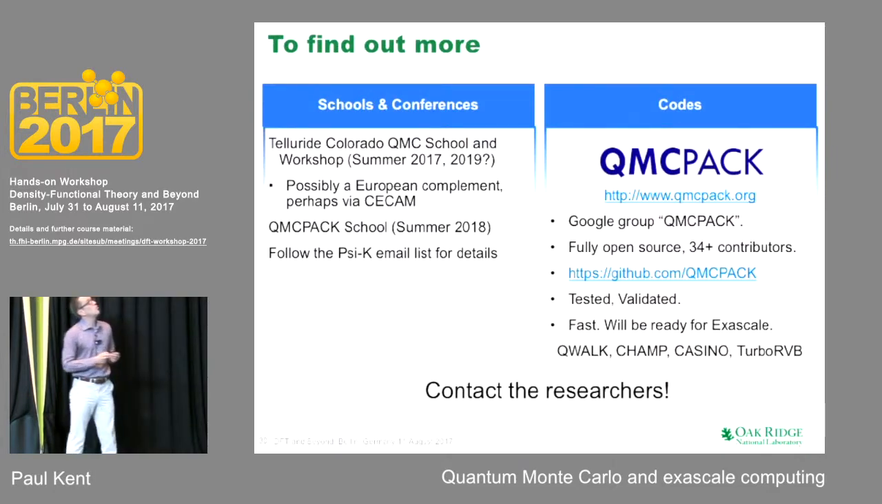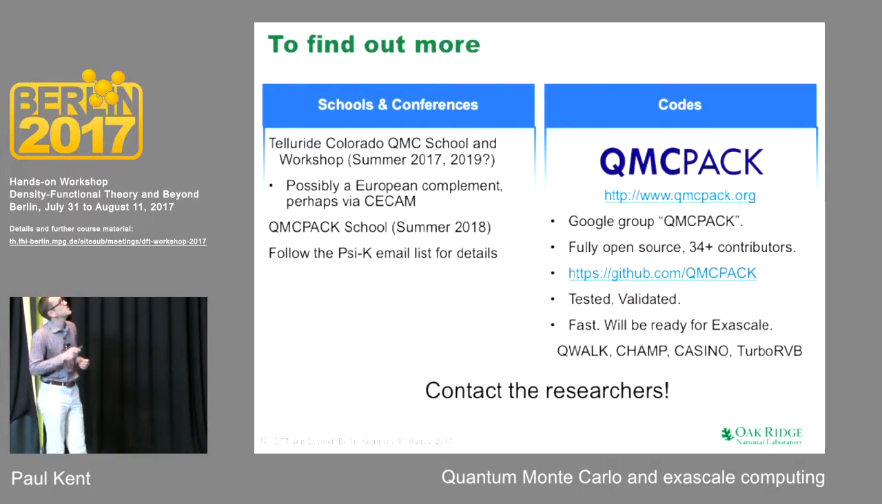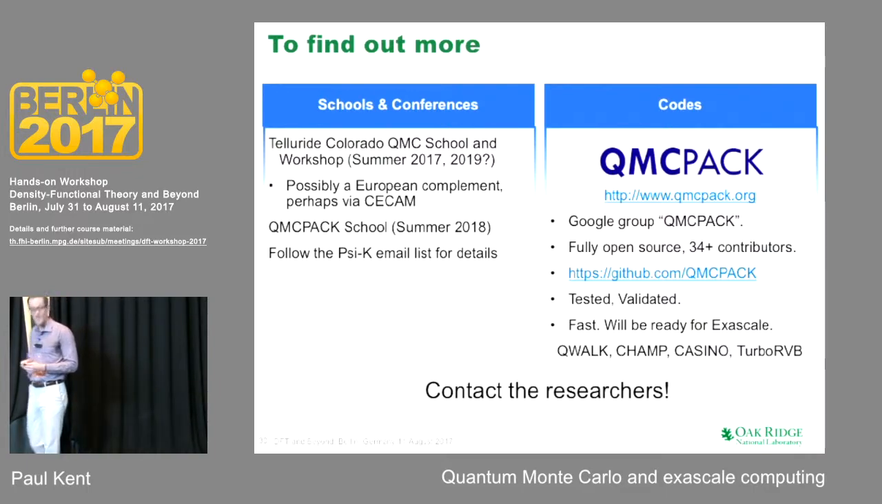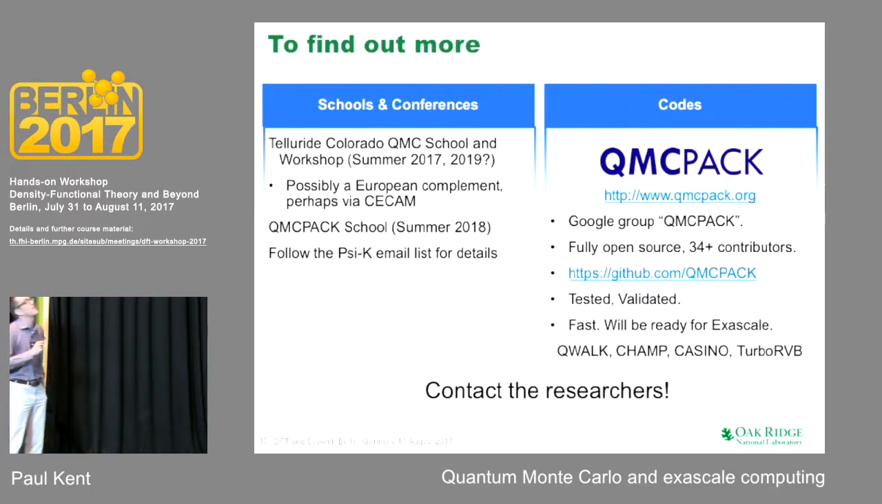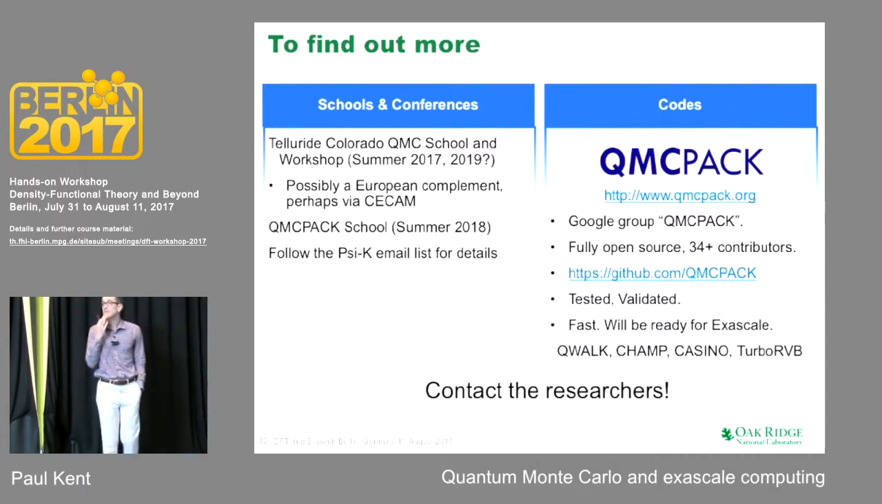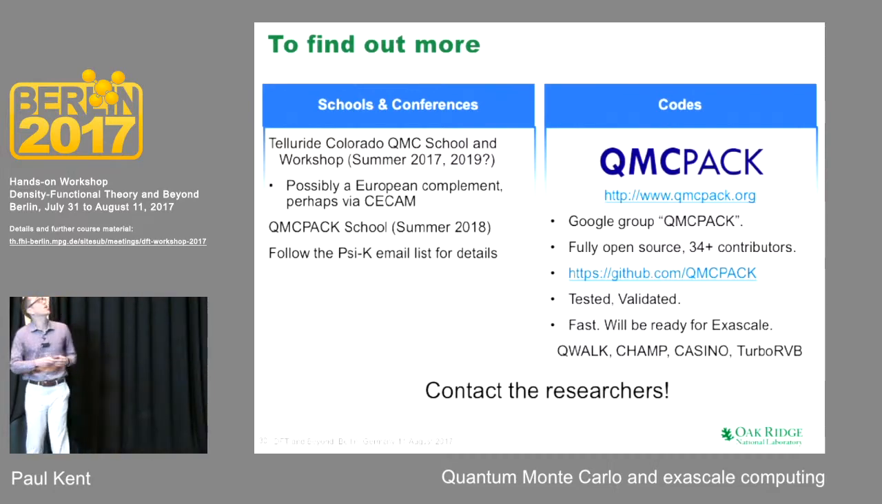How to find out more? There's some notes here about some of the schools and conferences. There was actually a very good school in Telluride. Unfortunately, this year, you'll need a time machine to go to it because it was last month, but there'll probably be another one in 2019. And with some of the attendees, we had a discussion, should there be a European version just to get a different mix of people, and that's something to explore and work out.